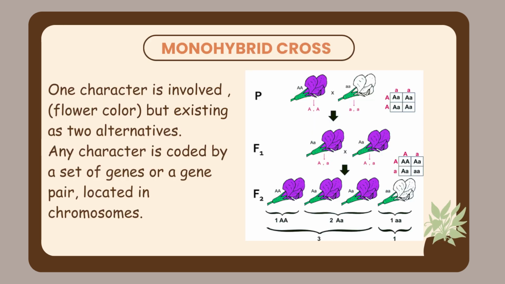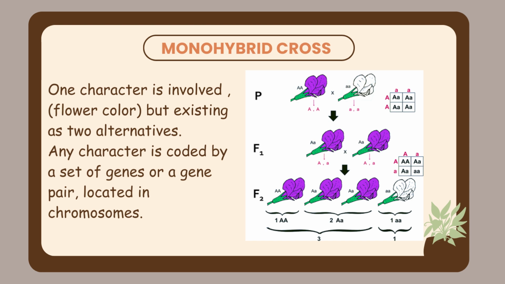Now let's move on to monohybrid cross. In a monohybrid cross, one character is involved, which is the flower color, but existing as two alternatives. Any character is coded by a set of genes or a gene pair located in chromosomes. So here in monohybrid cross, we have a figure. The letter P in this figure represents the parental generation. The F1 is the first offspring generation, and the F2 is the second offspring generation.